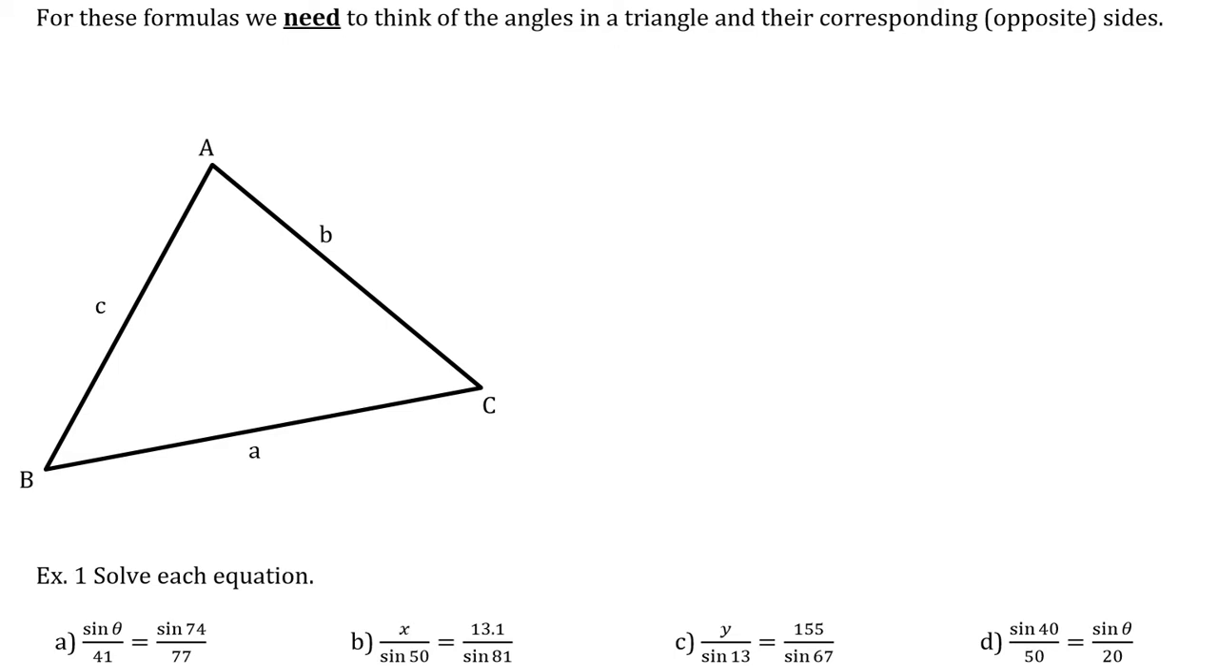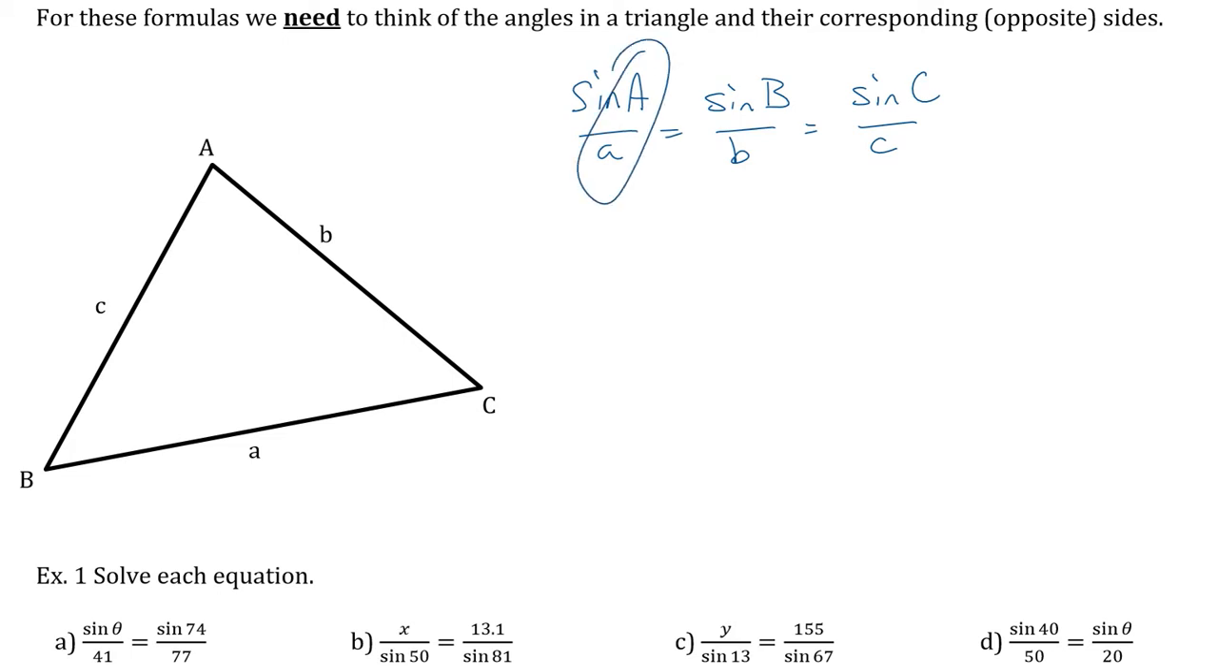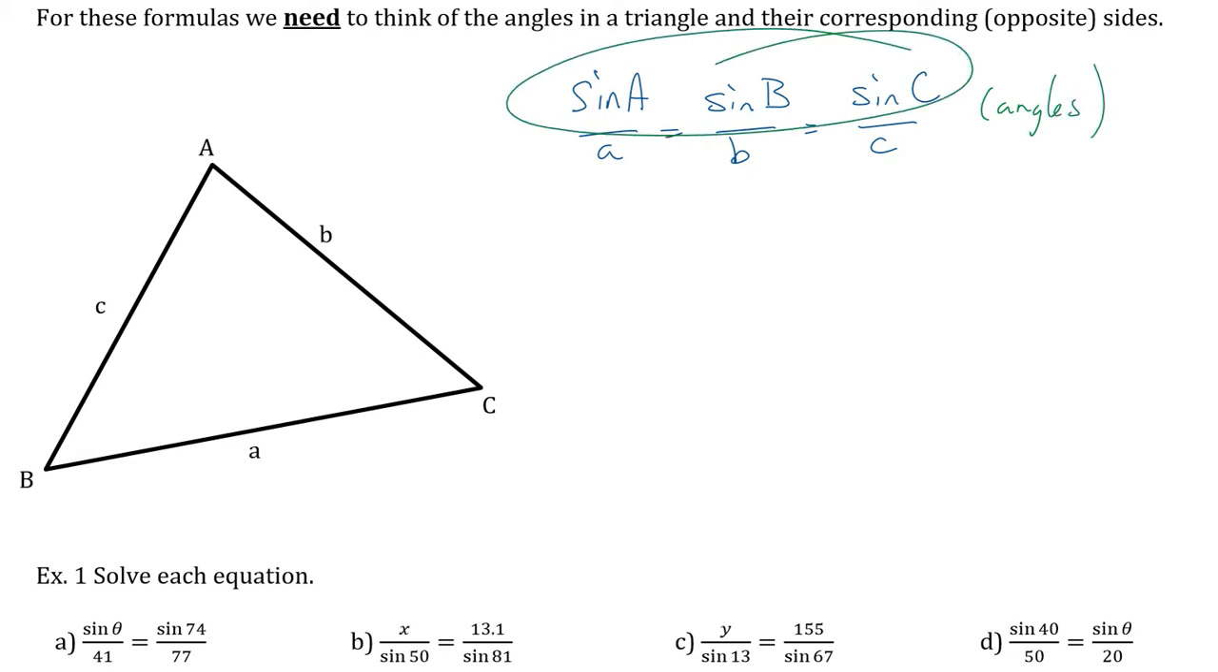Okay, so one of them goes like this: sine A over A equals sine B over B equals sine C over C. And what you notice is A always goes with A, B always goes with B, C always goes with C. And what this law says is the sine of the angle divided by the side length across from it is proportional for all three sides in a triangle. So this is the one that I would use if I'm solving for an angle, because the angles are on top. Okay, so I would use that one to solve for angles.